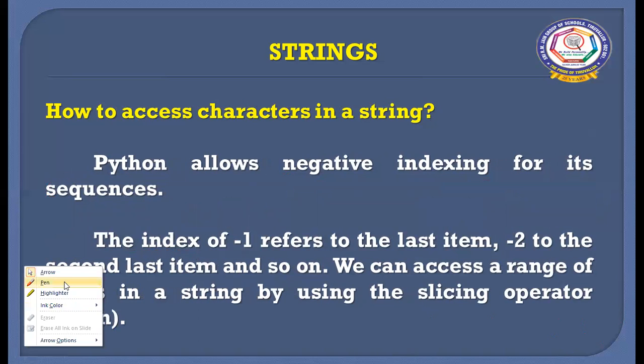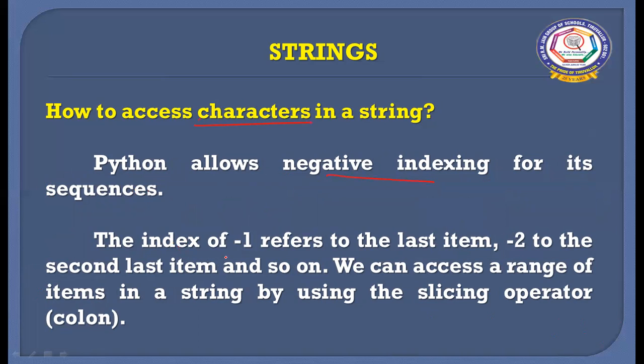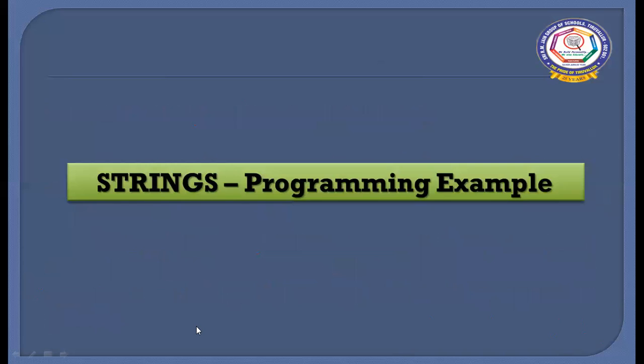How to access the characters in a string? Python allows negative indexing for a sequence. Index of -1 refers to the last item, -2 refers to the second last item, and so on, based on the negative index. We can access a range of items in a string by using the slicing operator, which is the colon. Let us see some examples with strings now.